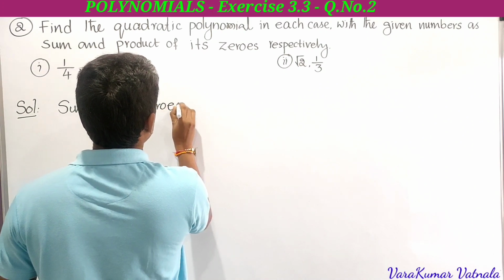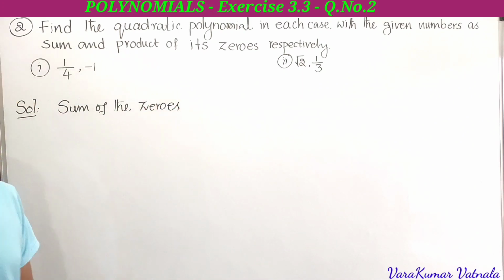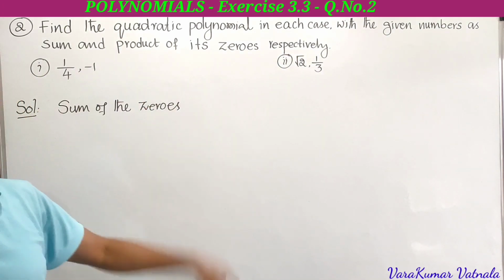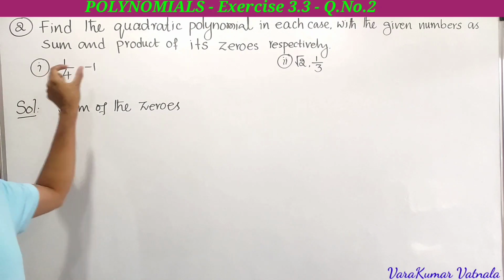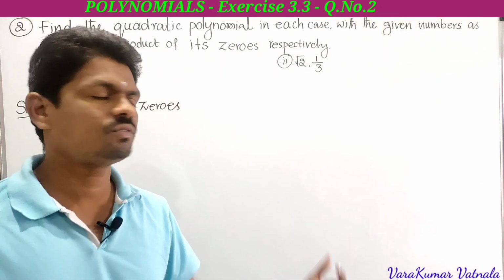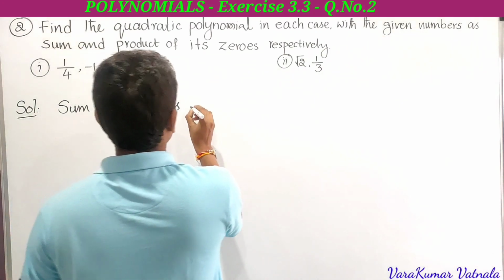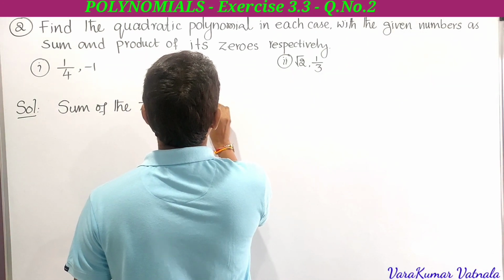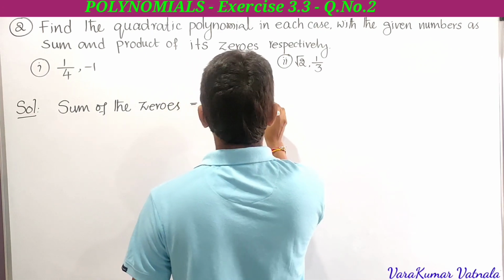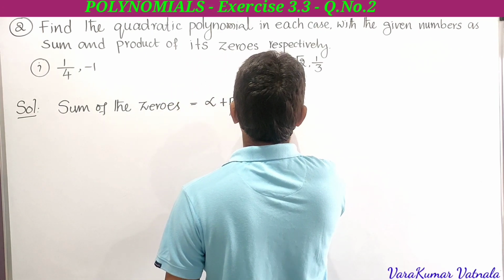So this is the first bit in the second problem. Totally there are 6 bits, you have to solve one by one. So the first bit is 1 by 4 comma minus 1. So 1 by 4 is the sum of the zeros, minus 1 is the product of the zeros. So the sum of the zeros is denoted by alpha plus beta. So alpha plus beta is equal to 1 by 4, which he has given.